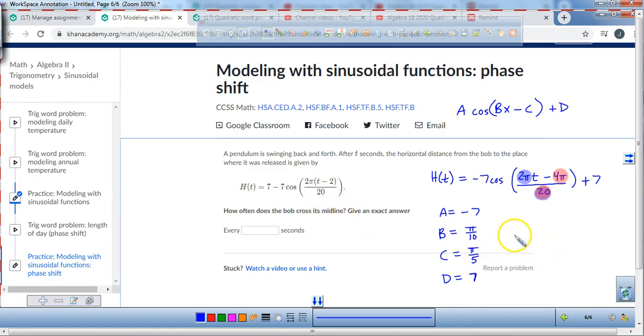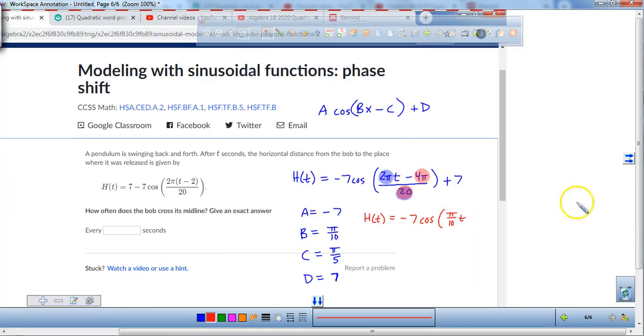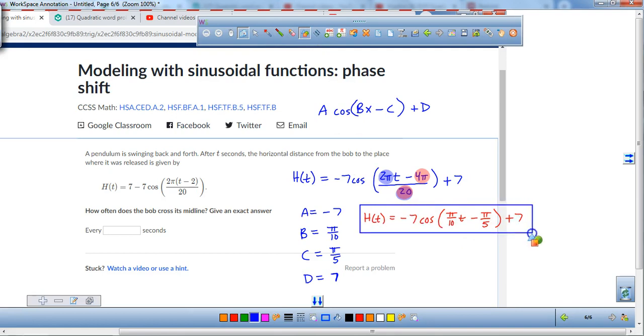First of all, we're going to rewrite it in a different form and show you guys that these 2 forms that we're about to write are the exact same equation. So we have h of t equals -7 cosine. I'm just going to rewrite it as pi over 10 t minus pi over 5 plus 7. All right? What I'm wanting to tell you is this and this are exactly the same.